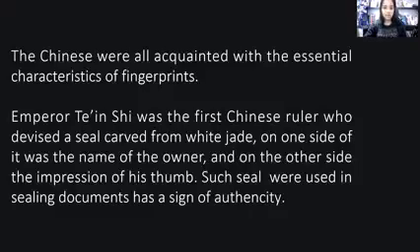Emperor Shi was the first Chinese ruler who devised a seal carved from white jade. On one side of it was the name of the owner, and on the other side the impression of his thumb. Such seals were used in sealing documents as a sign of authenticity.